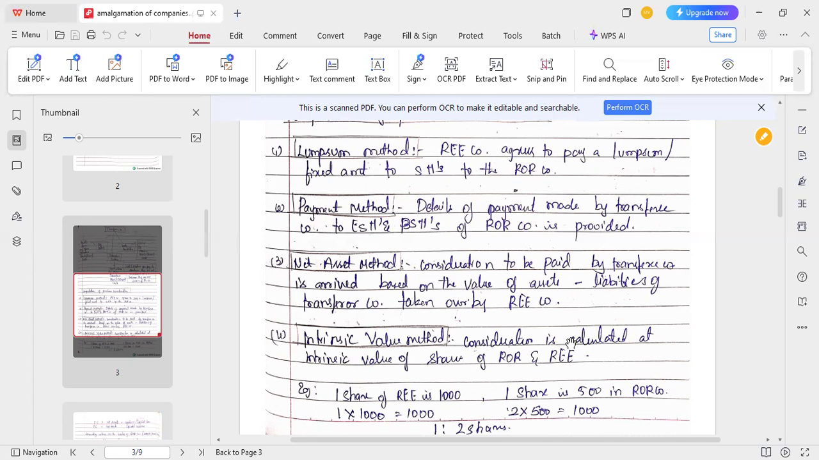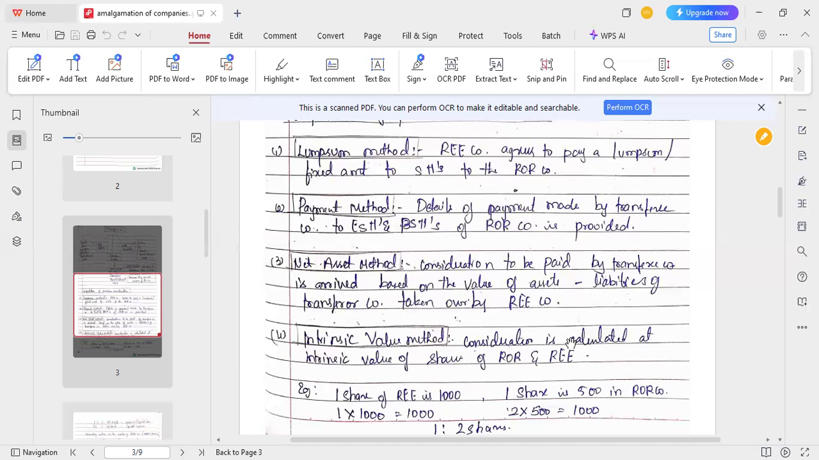So that brings me to the second method, the net payment method. In the net payment method, the details of the payment made by the transferee company to the equity shareholders and preference shareholders of the transferor company are provided. Let me explain it to you in detail.